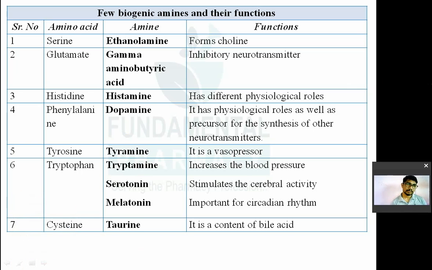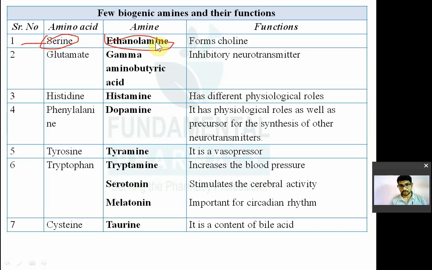Then next one is glutamate. जैसे ग्लूटामेट अमीनो एसिड, उसके मॉडिफाई होने के बाद वो बायोप्रिकर्सर है, उससे बनता है गामा अमीनो ब्यूटारिक एसिड, गाबा. So glutamate is a bioprecursor for GABA. GABA is nothing but the inhibitory neurotransmitter in the brain.